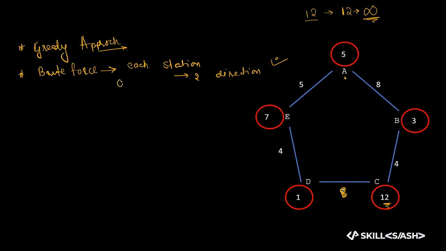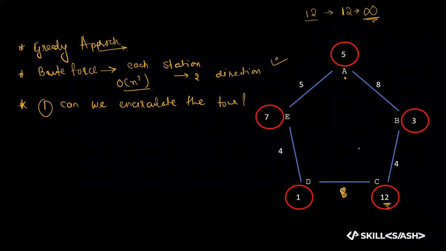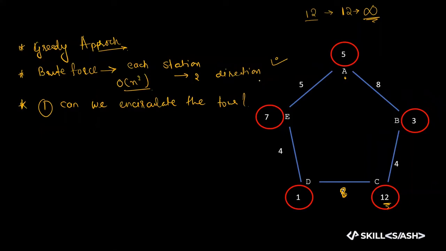So brute force is not a feasible solution for us right now. So what can be another way? Because over here we need to find out first of all, can we encircle the tour? Whatever the tour is given to us, whatever the graph is given to us, can we encircle this thing or not? That is our first question. If we can find that yes, I can complete the circle, then and only then I need to find a starting point.